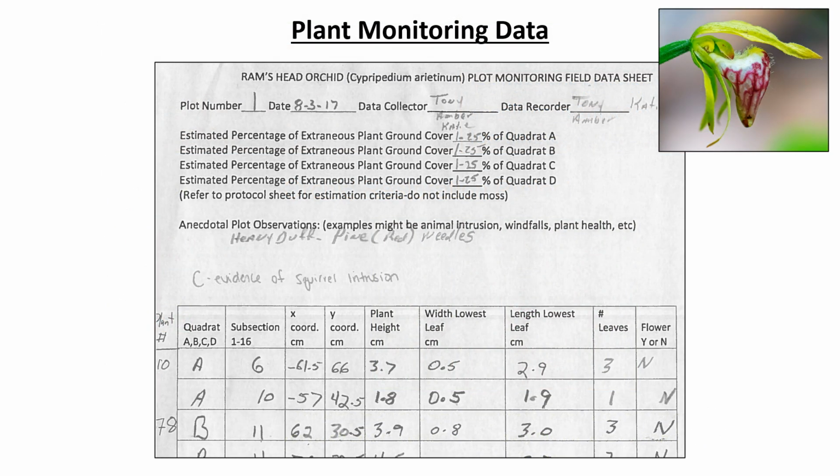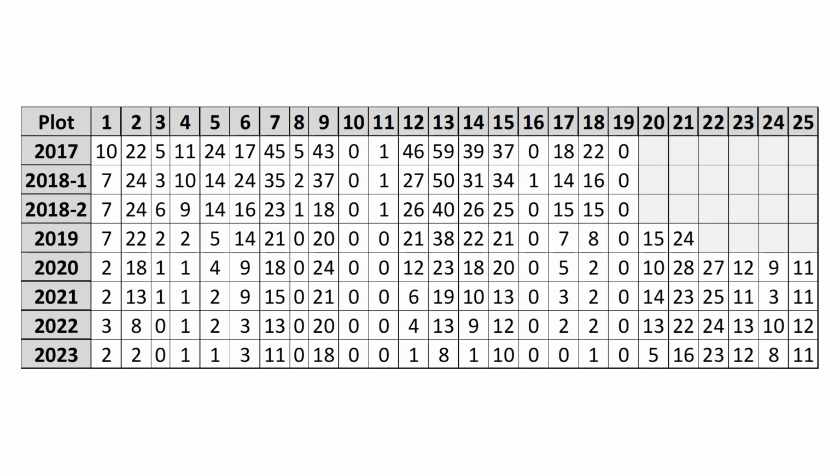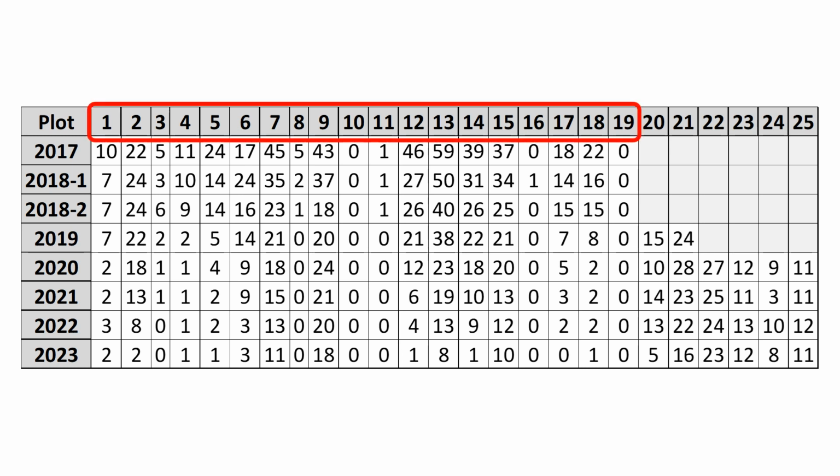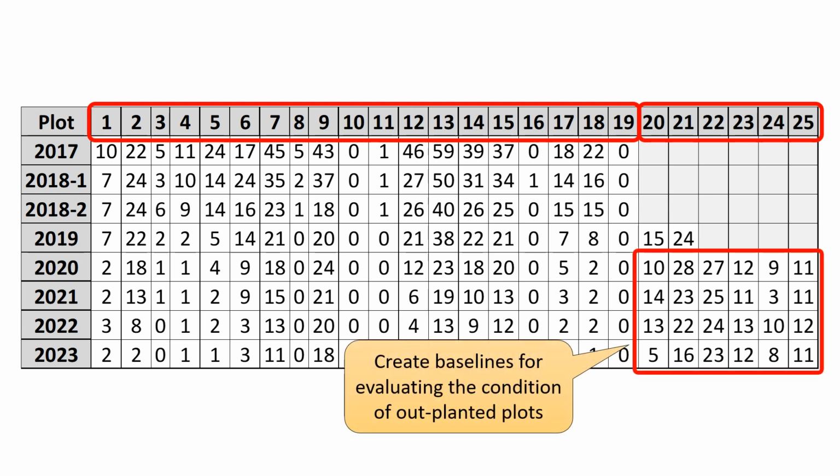The features being measured on individual ram's head orchid plants are plant height, width of lowest leaf, length of lowest leaf, number of leaves, and the presence of a flower on a plant. Measurements on these features are being made on 19 plots of outplanted ram's head orchid seedlings and 6 colonies of naturally occurring ram's head orchids. Initial focus of our analysis of this data is on the naturally occurring colonies with the intent of creating baselines for evaluating the condition of our outplanted plots.